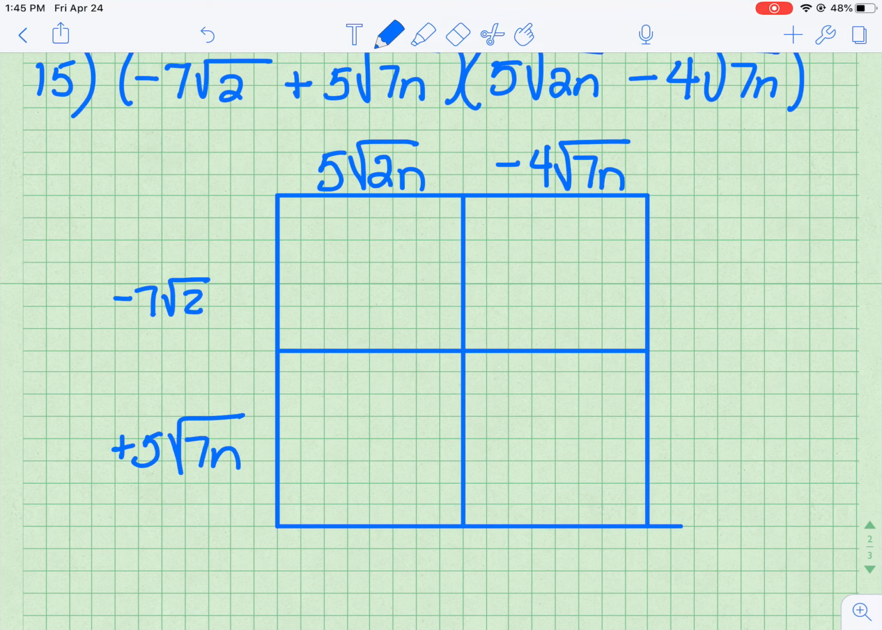All right, so I'm going to put -7 root 2 plus 5 root 7n. And then on the top, I'm going to put 5 root 2n minus 4 root 7n. Hopefully I left enough room for this. I kind of do a little bit of work inside the boxes too, if you're a box person. So outside times outside here is going to be -35. The inside I'm going to leave. So I have a 2 and an n, and I'm just going to leave them for now.